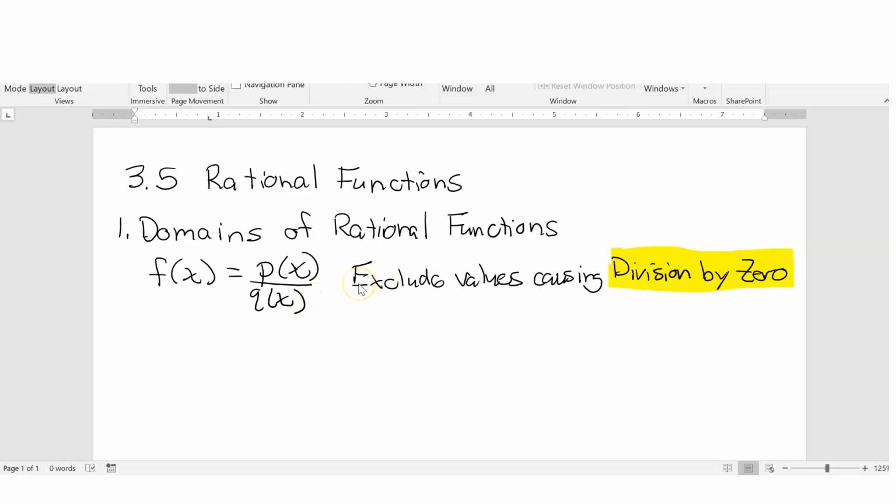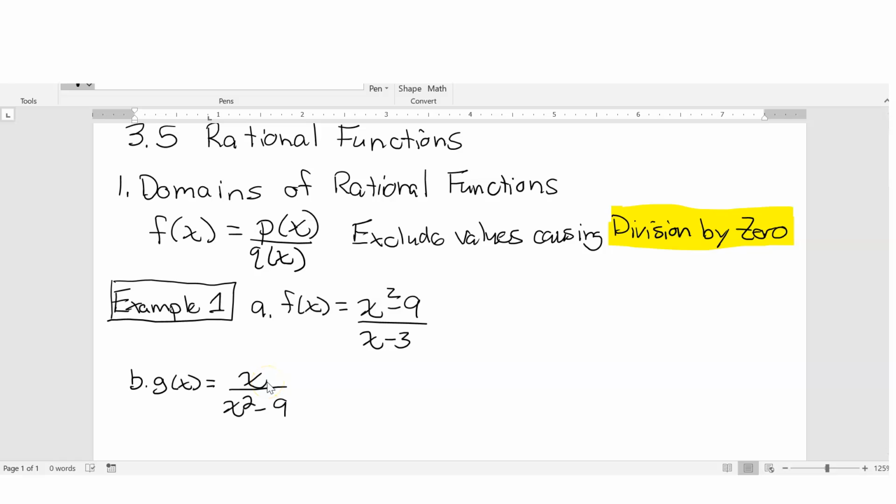Remember, when we were looking at domains of functions, there were two things we had to look out for, division by zero and negative square roots. In this case, we'll really just have to focus on values that will cause division by zero. So when we look at the domain of a rational function, just want to focus on what values will make this function q of x equal to 0.